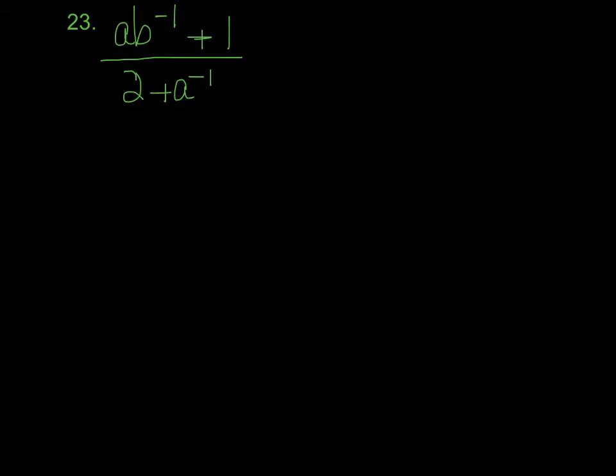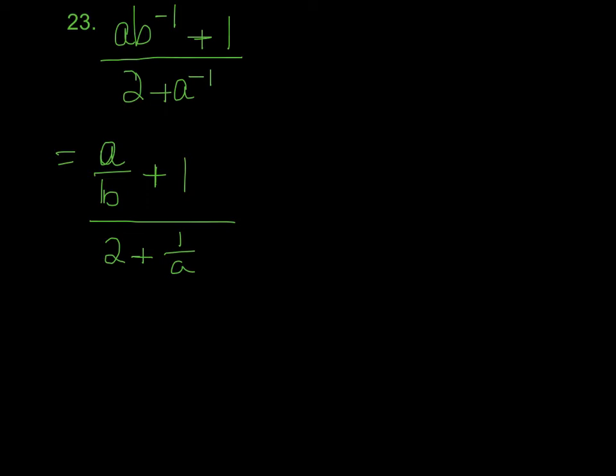So here we want to find an equivalent expression. I'm going to start by getting rid of my negative exponents. The way that I'm going to do that is I'm going to take that numerator where it says a, b to the negative first, and make that say a over b. If I have a negative 1 power, remember we can flip that down to the denominator. And that's still going to be plus 1. Then I'm going to do the same thing in the denominator. So I have 2 plus, and in this case that would be 1 over a.